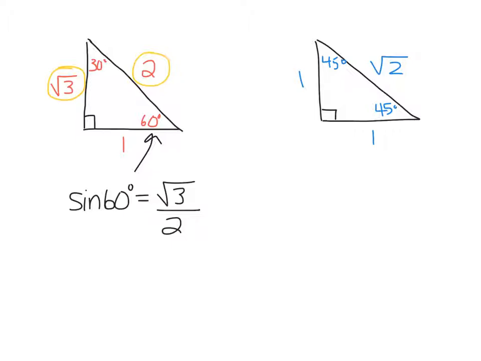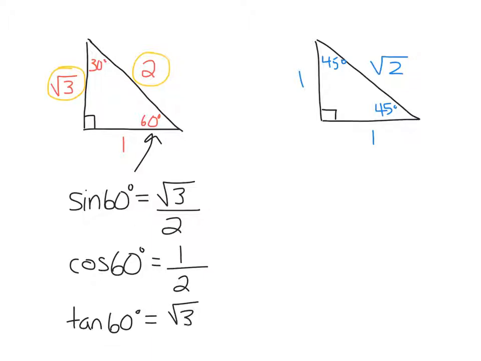I could also find cos of 60. Cosine is adjacent over hypotenuse, and adjacent is 1, and hypotenuse is 2, so cos 60 is just a half. And if I wanted to find tan of 60, tan is opposite over adjacent, so opposite is root 3 and adjacent is 1, so root 3 over 1, or just root 3.